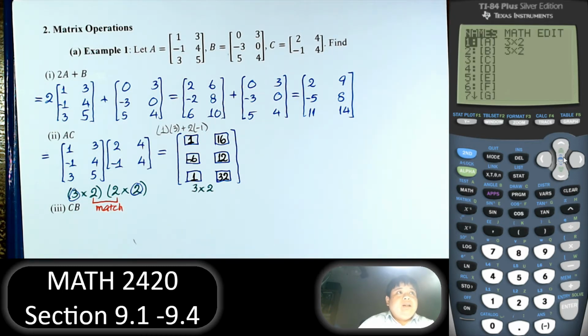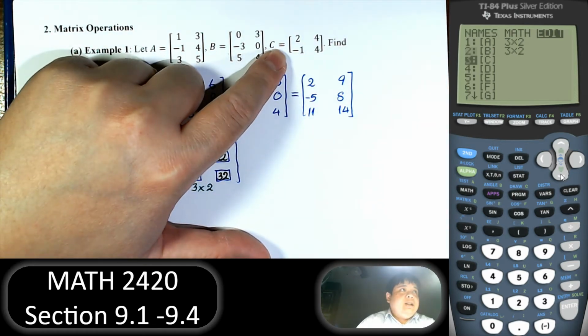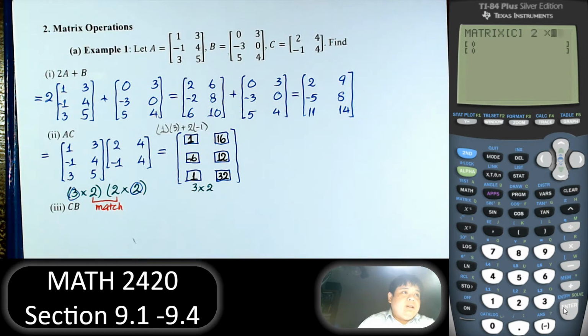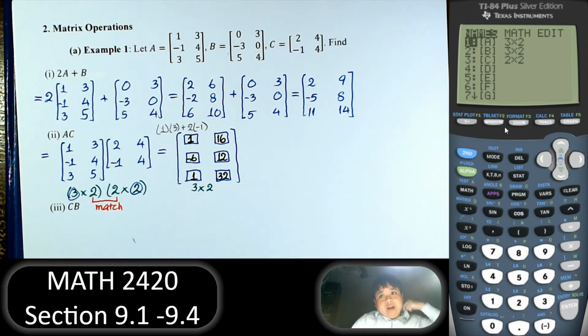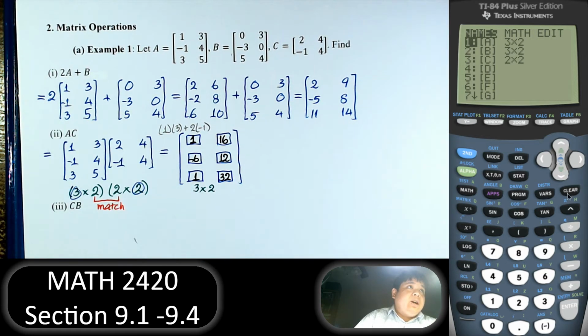Second matrix. Go to Edit. This time go to matrix C, and this is the 2 by 2 matrix: 2 and 4 and negative 1 and 4. When we're done, second mode. Now when we go to matrix, we have all 3 matrices stored in the calculator. Now if we want to do the math, like 2A plus B, it is simple enough.